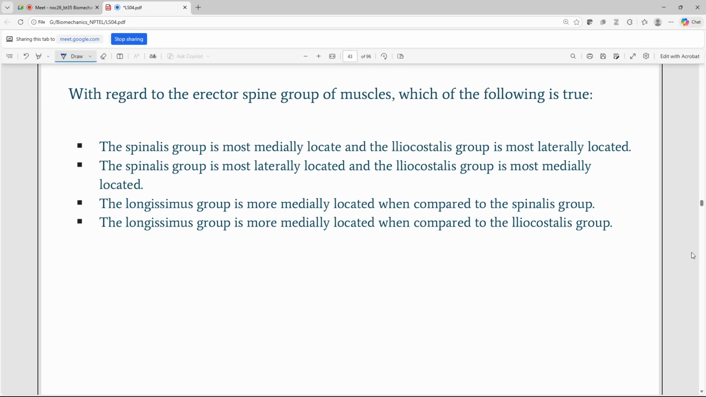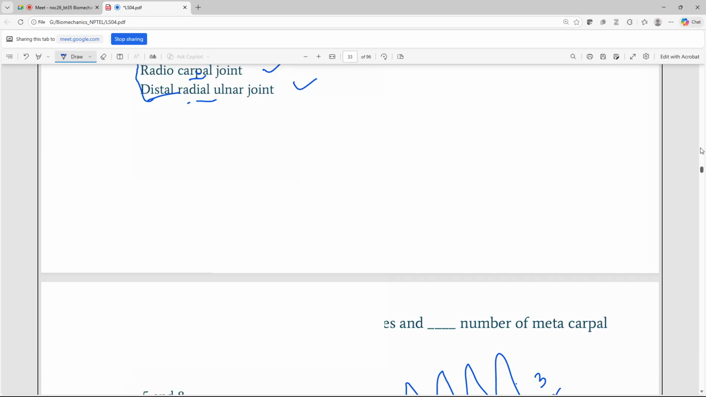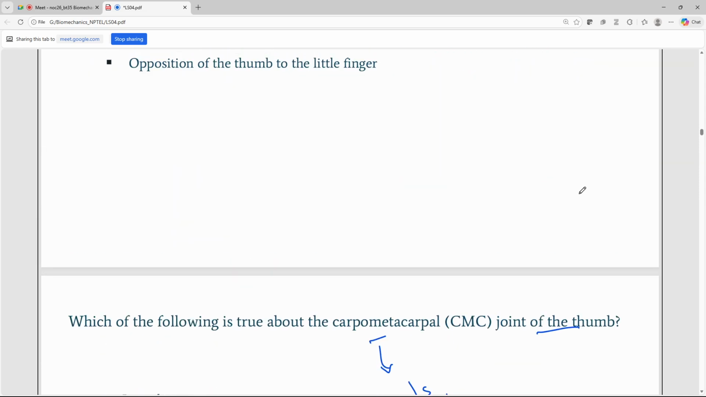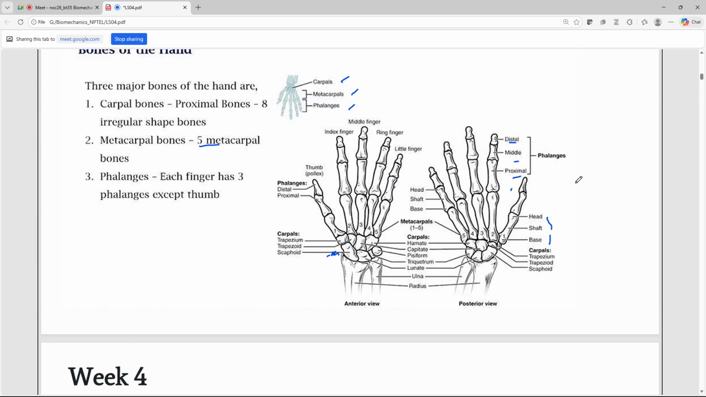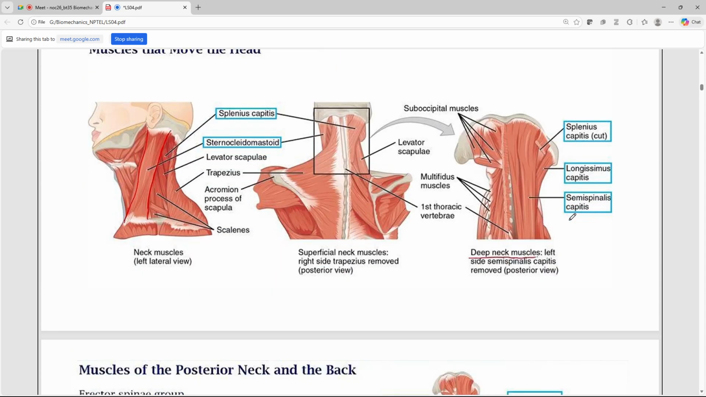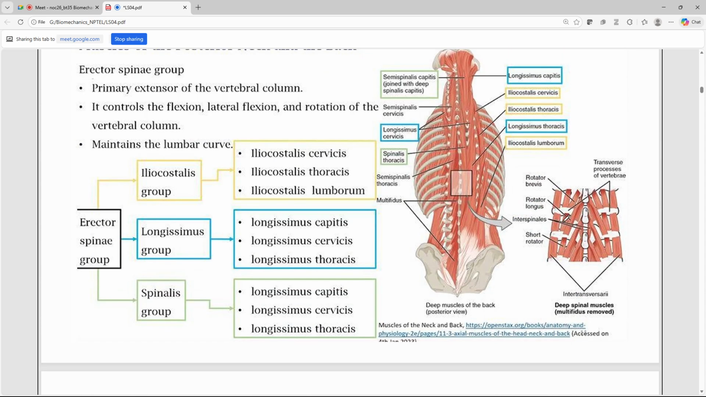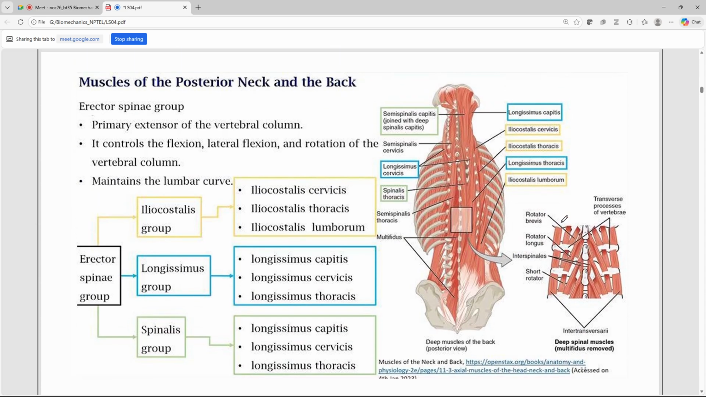Okay, I think there's a confusion there. This one we have. So these are the erector spinae group. Here you can see there is an iliocostalis group, longissimus group, and spinalis group.